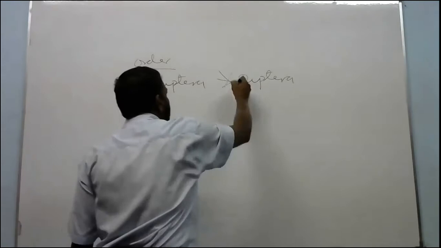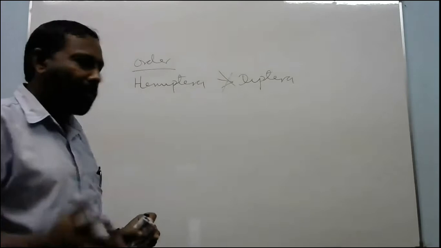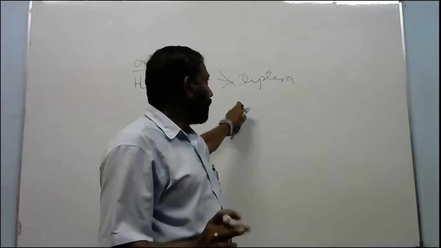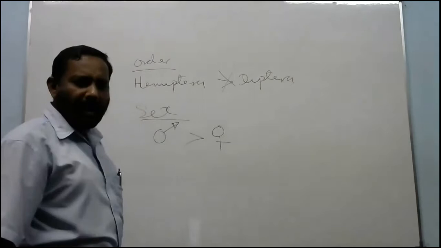But we can categorize them. These insect groups are coming into this group, and these insect groups are coming to that group. We can categorize them, no problem. But we cannot rank them and say which is superior. Let's say sex, male and female. Can we say male is superior to female?